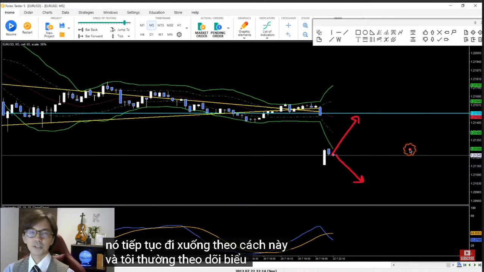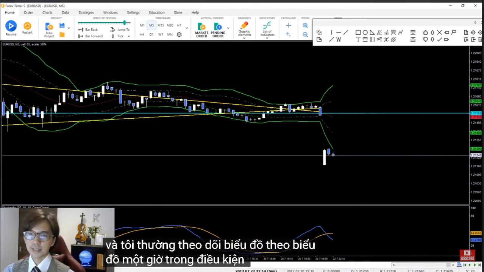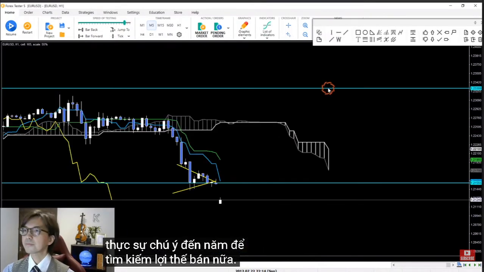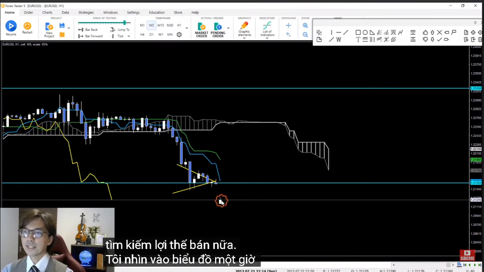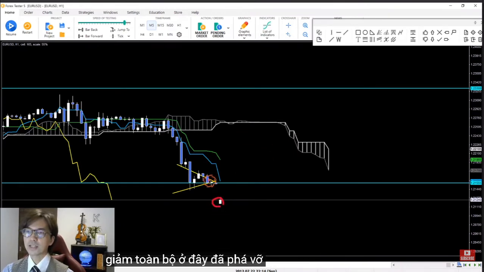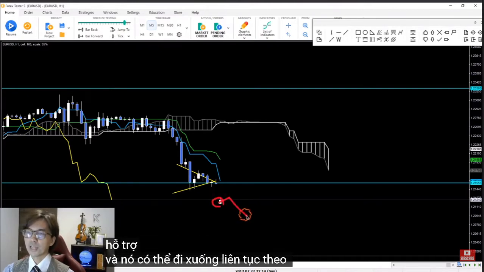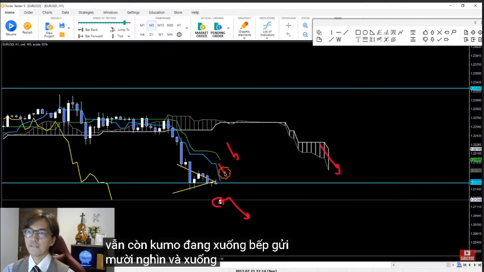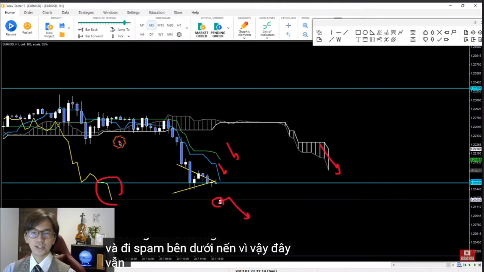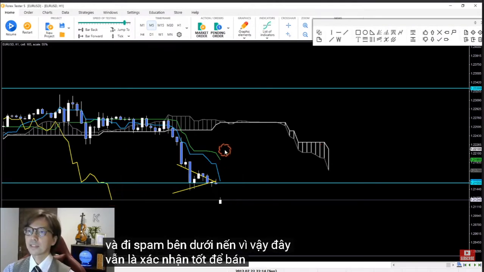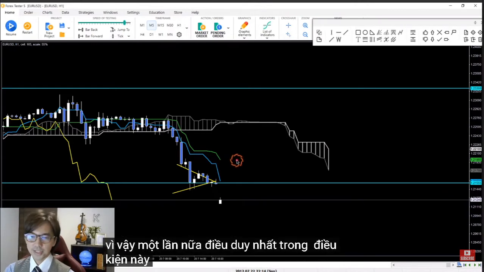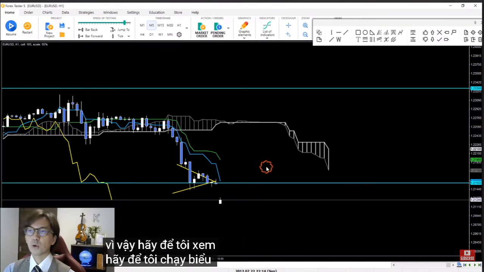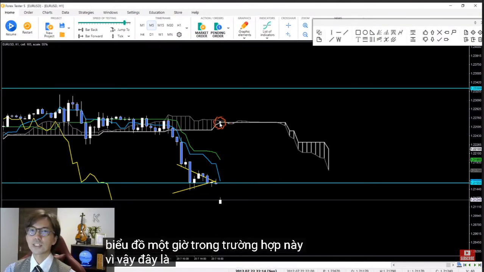And I usually monitor charts by 1 hour chart in this condition. I won't really pay attention to 5 to look for the selling edge anymore. I look at the 1 hour chart, and the price dropped all the way here, broke the support, and it could go down this way continuously. Still, the Kumo's down, Kijun Sen down, Tenkan Sen down, and Chikou span below the candles, so this is still good confirmation to sell. So once again, the only thing in this condition is whether the price fills the gap or not. So let me see. Let me run the chart by one hour chart in this case. So this is a 1 hour chart.